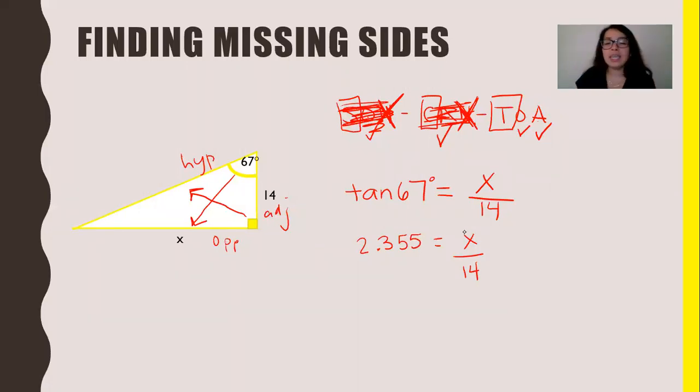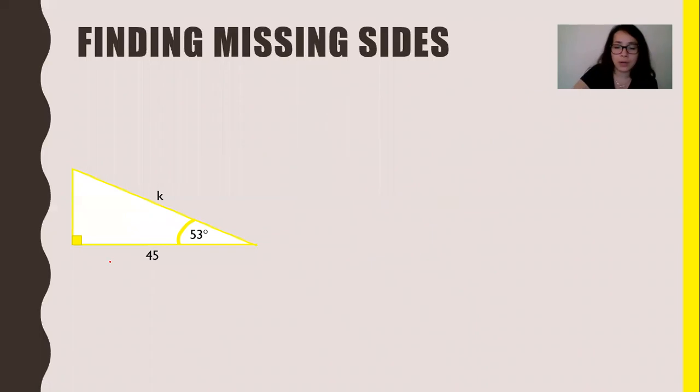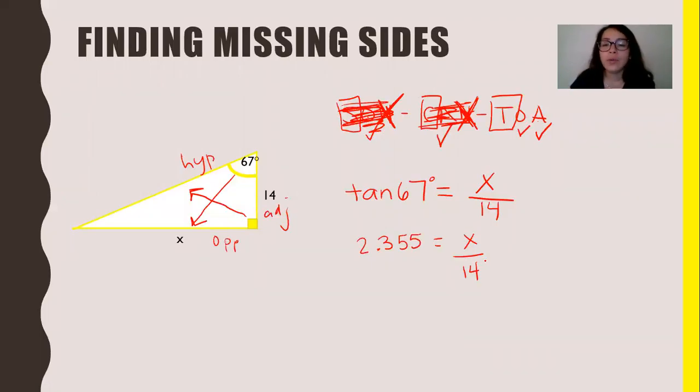So now the point is to get x by itself, right? That's always our point. So I have to get rid of this 14. If you guys remember back from Algebra 1, to get rid of it, you have to do the opposite. So if this is division, I have to multiply each side by 14. But whatever I do to one side, I do to the other side. And that cancels out. So then I'm gonna plug in 14 times 2.355, and that gives me 32.97. That is equal to x. And that's how I got that answer.